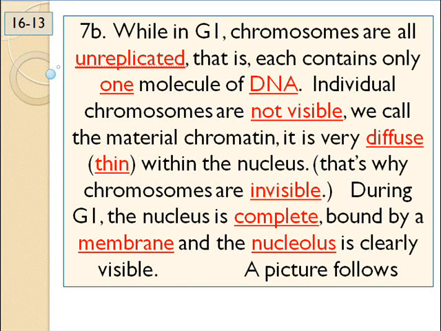All right. So during G1, the nucleus is there in all its glory. It's got the membrane, everything's fine. The nucleolus is, you can see the little dot inside the nucleus perfectly.